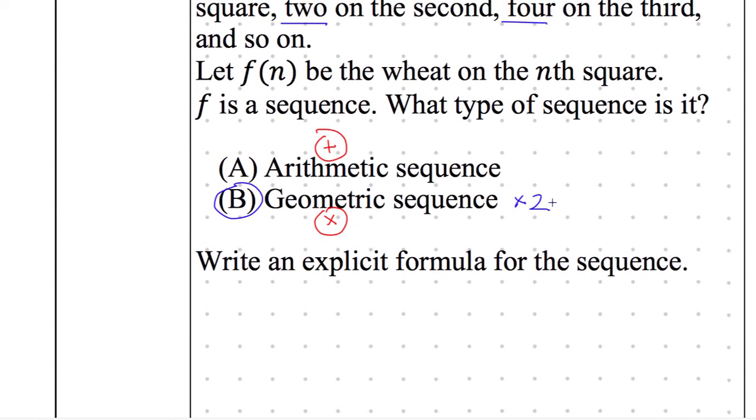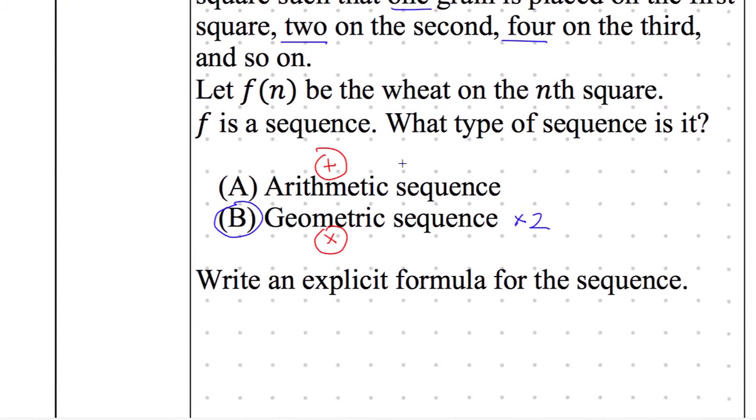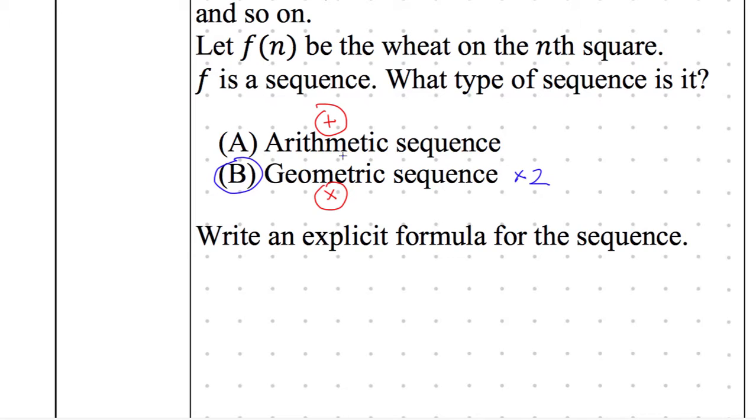All right, so now the hard part. Write an explicit formula for the sequence of this chessboard problem. Help me out. It's going to be geometric. We know that already. It doesn't need to be g of n. It can be anything: F of n, a of n, theta of n. F of n is equal to F of n minus 1 times 2. Well, that's the general formula.